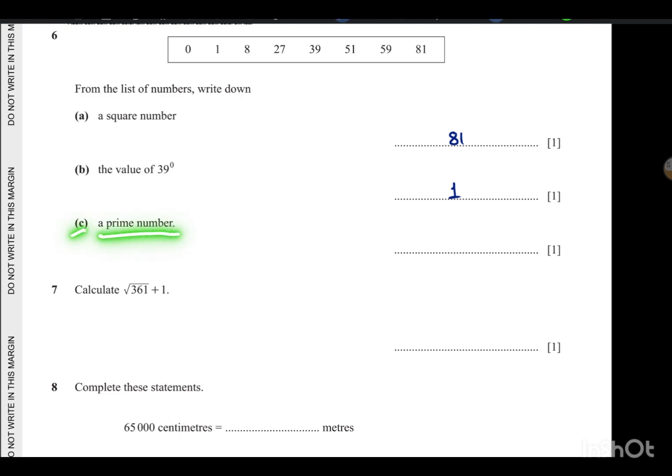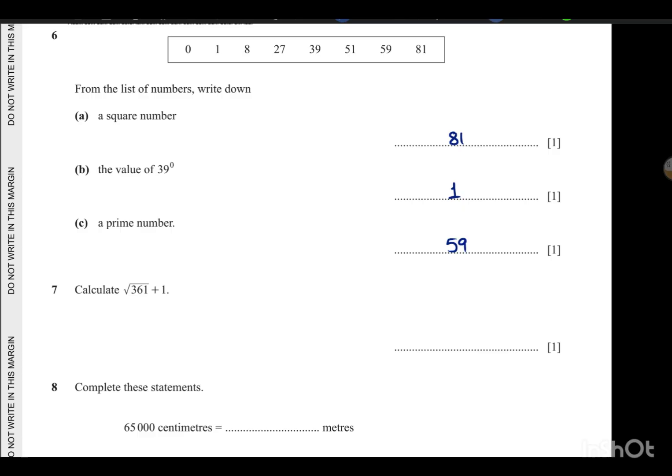So check all the numbers here. Which is the prime number? Don't get confused between 59 and 51, because 51 is a multiple of 3, so it cannot be a prime number. So 59 is the prime number. And one more thing, students: as a square number you can also use 1, because 1 times 1 is 1, so 1 is a square number. You can also take 0 as a square number, that will also be accepted as an answer.